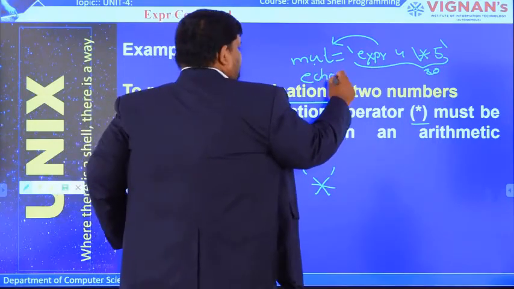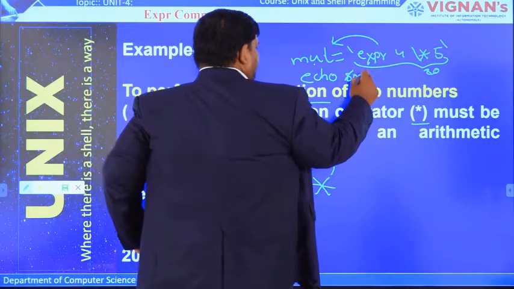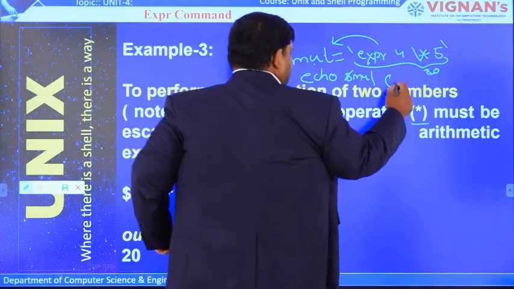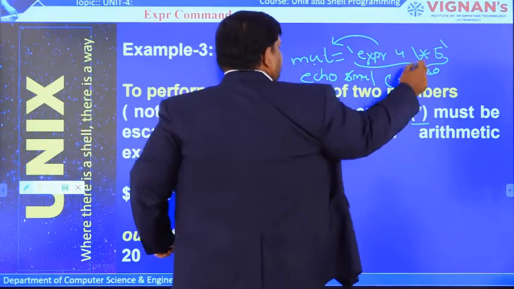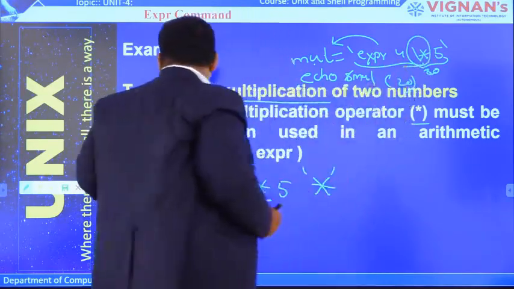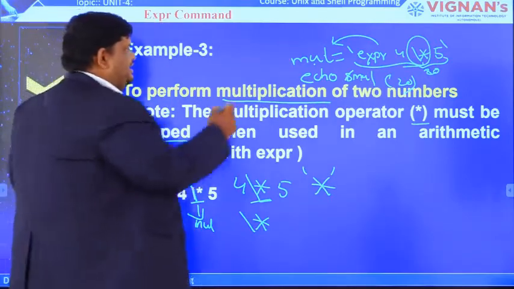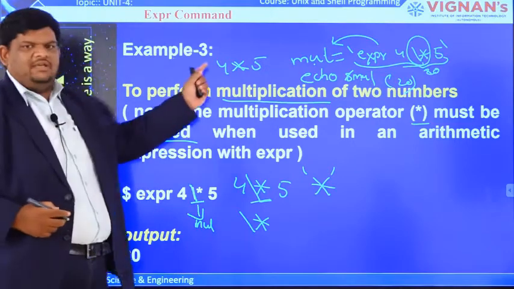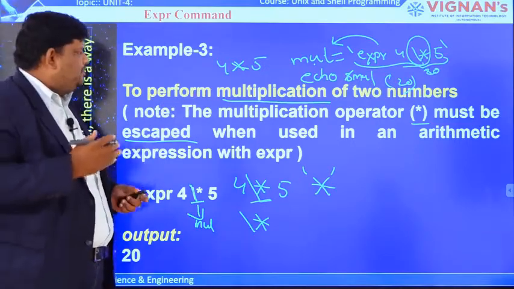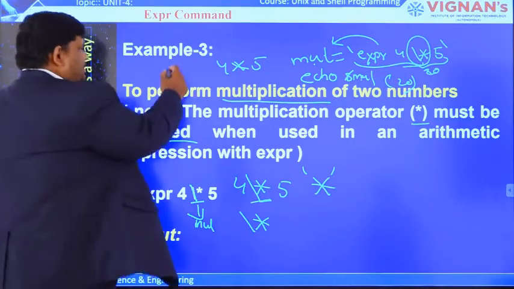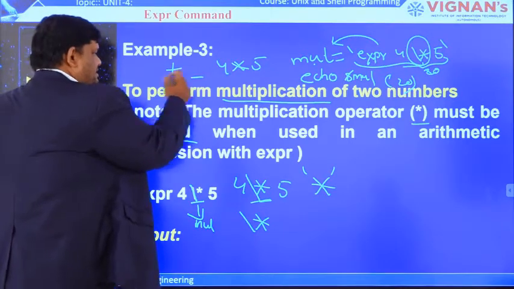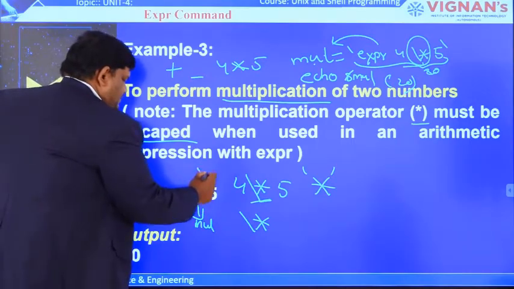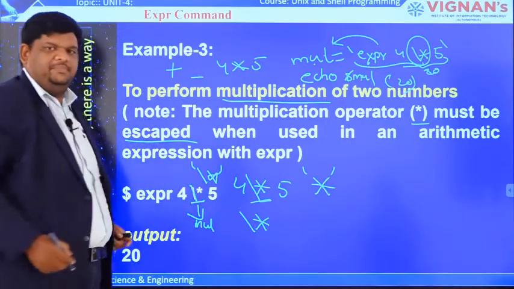If you want to print that output, echo space $mul. You are trying to access the value present in this variable. So the answer is 20. So we have to write multiplication in this way, along with the escape. If you write it directly like this, it will be treated as an error, or it will never be considered a multiplication. While coming to addition and subtraction, straight away we can write plus for addition and minus for subtraction. But multiplication you have to write in this way, with the escape.